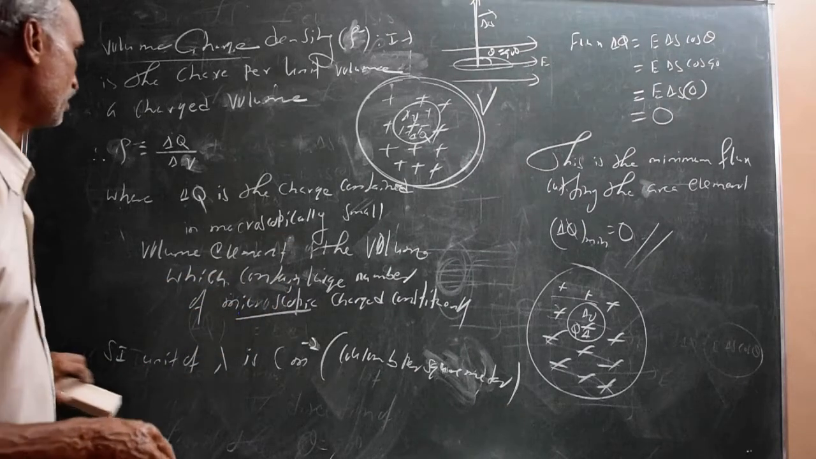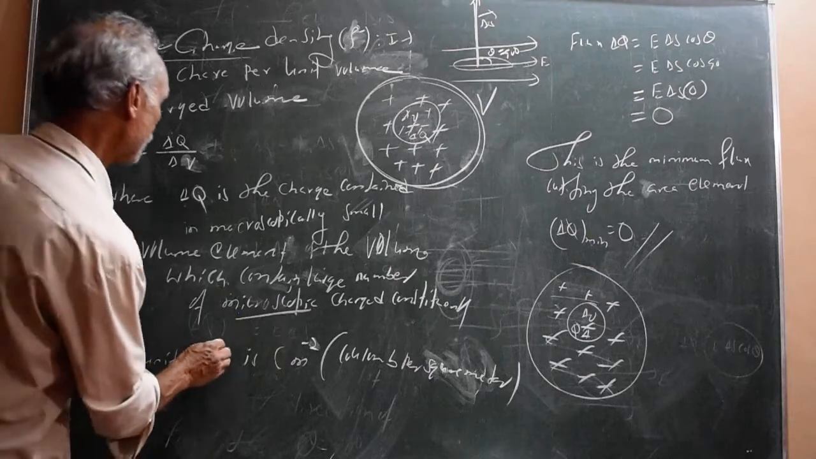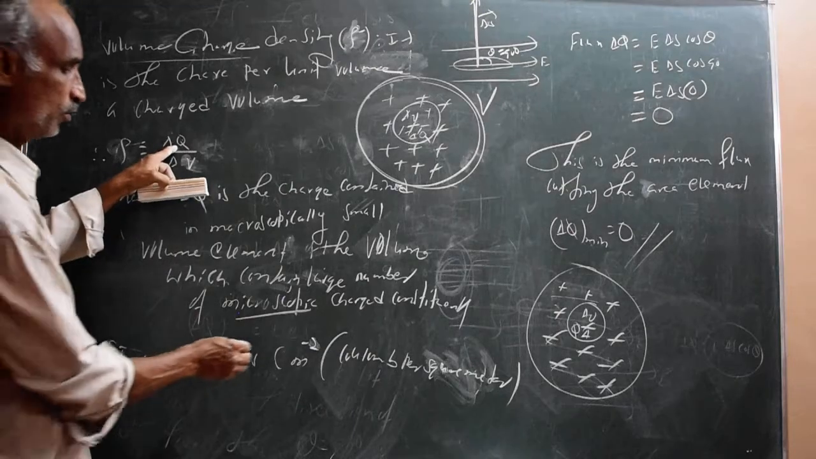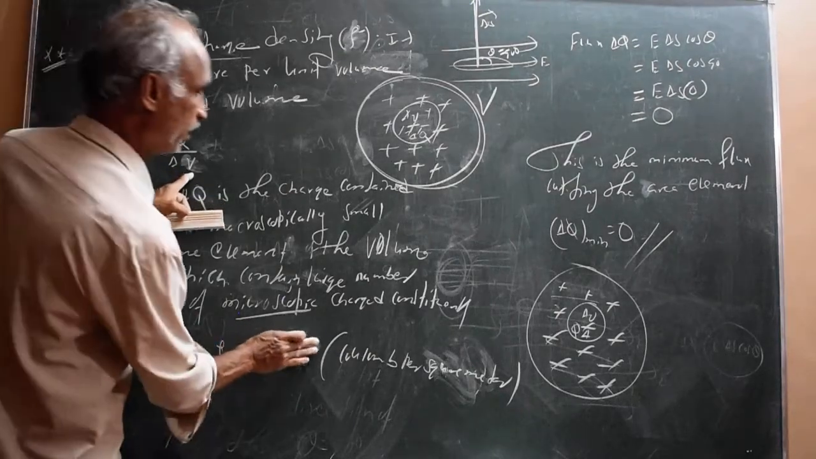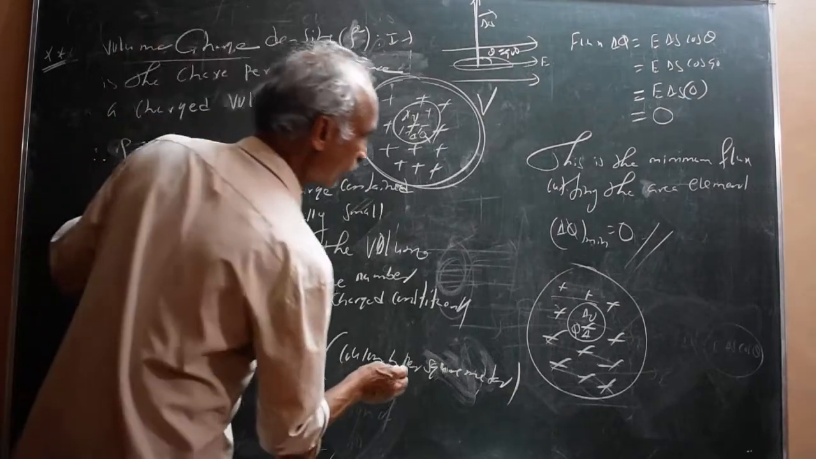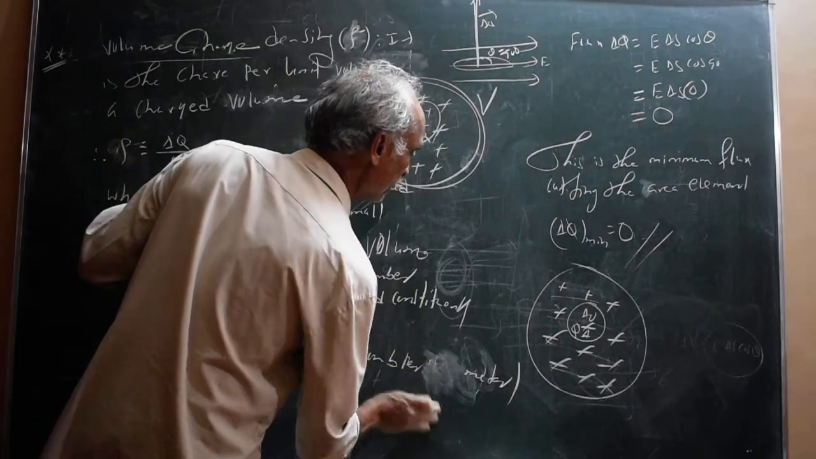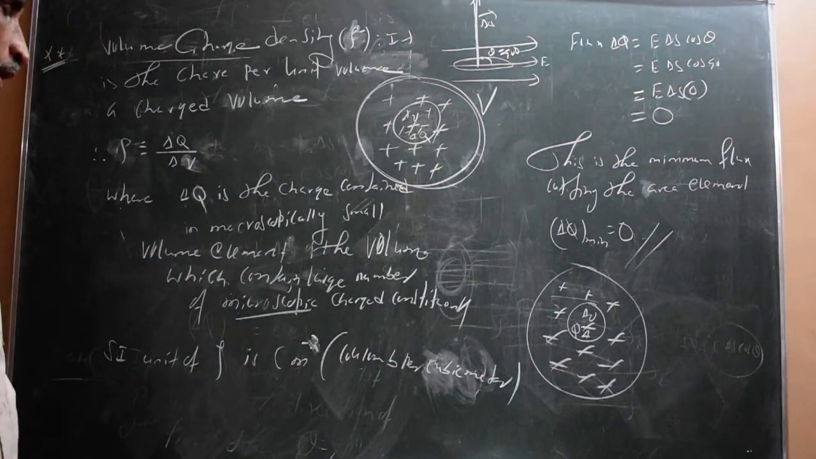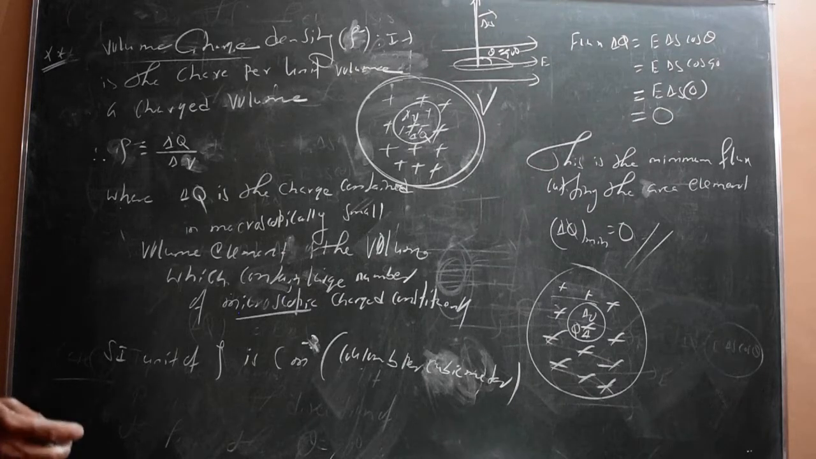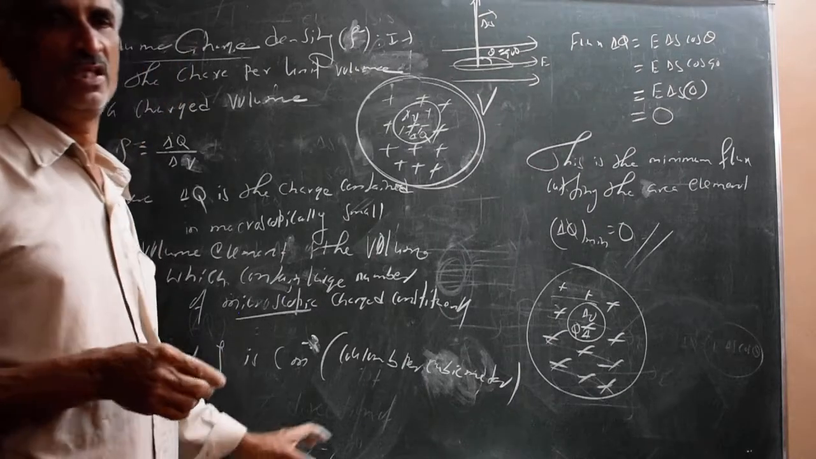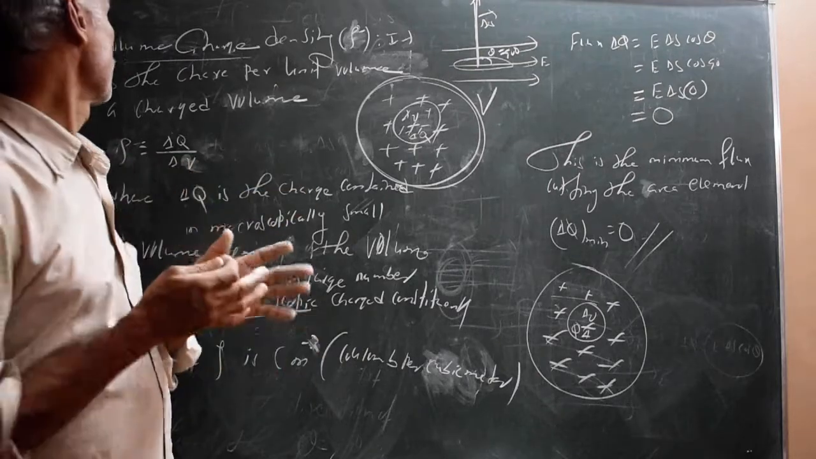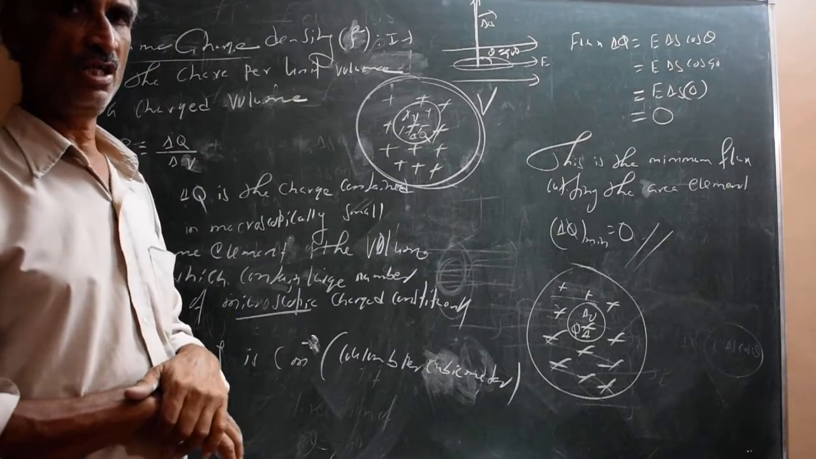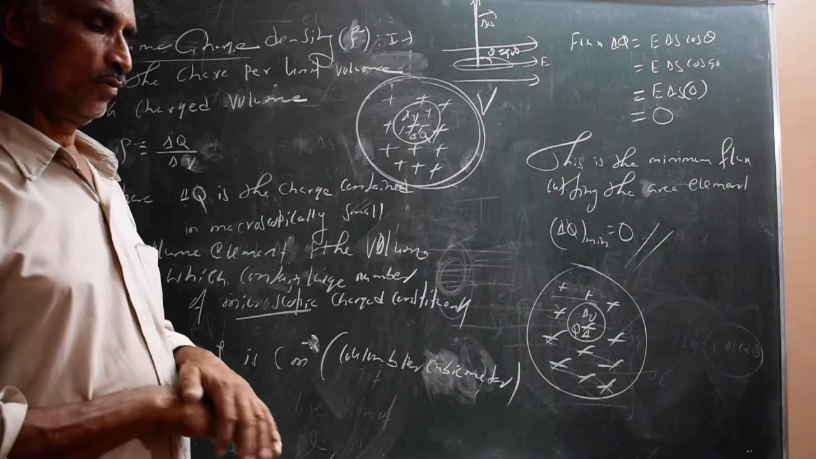Understood? The SI unit of rho, the volume charge density or simply charge density? Delta Q is in coulombs, volume is in meter cube, so coulomb per cubic meter. Meter cube or cubic meter, one and the same. These are the basics: flux, surface charge density, volume charge density, and linear charge density. Linear means line.